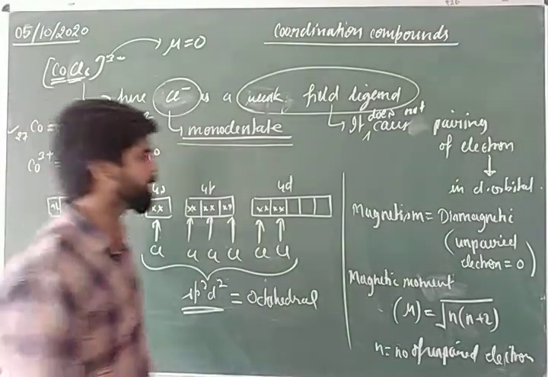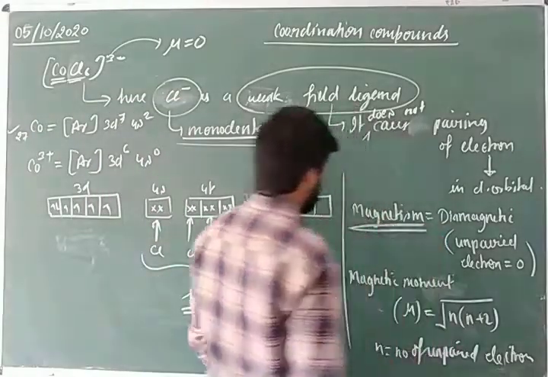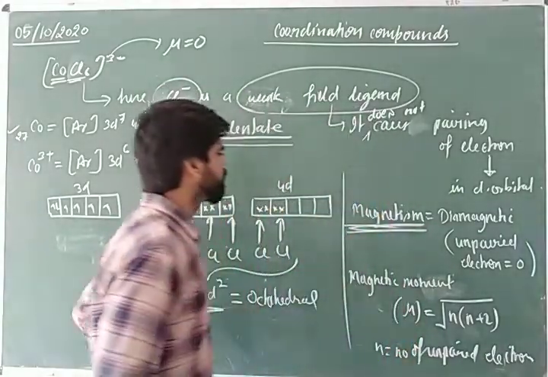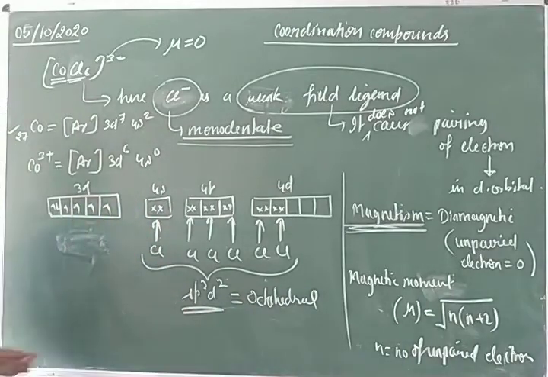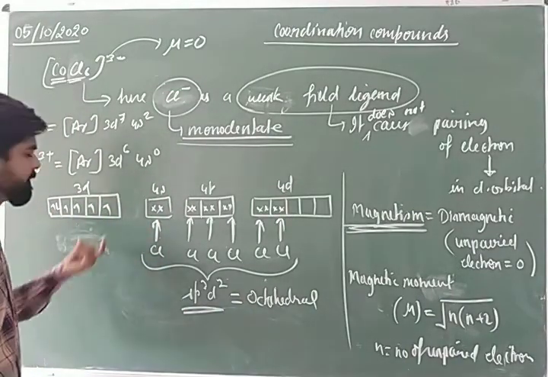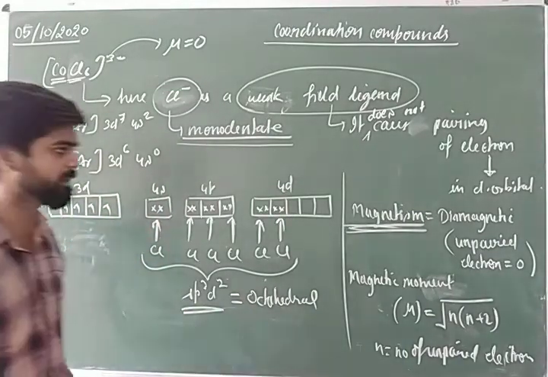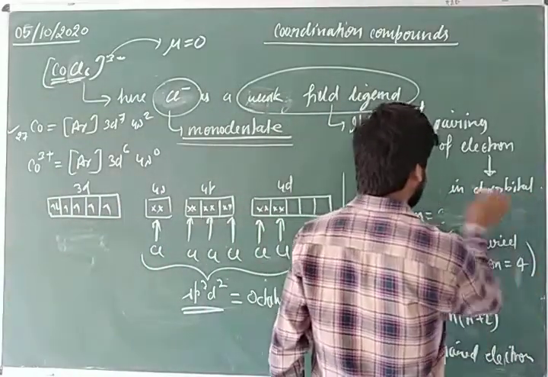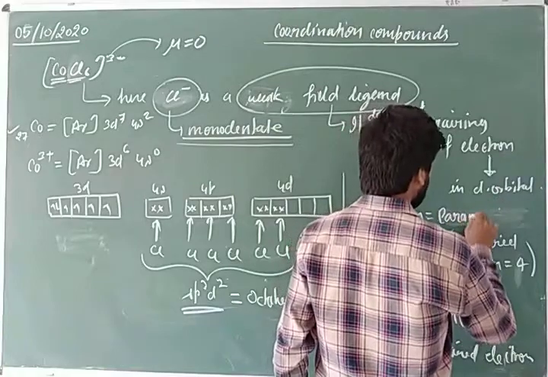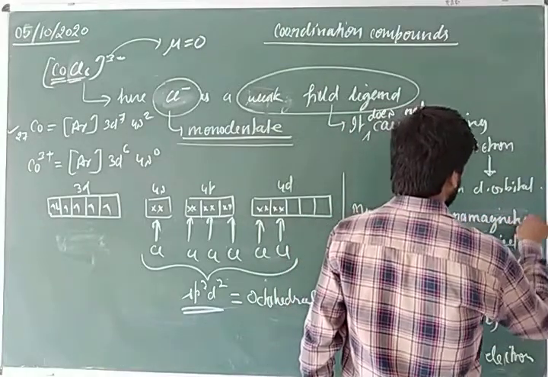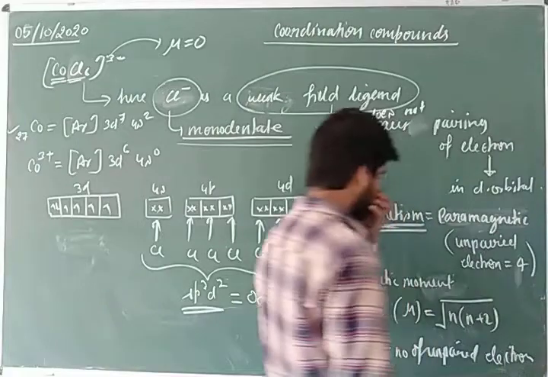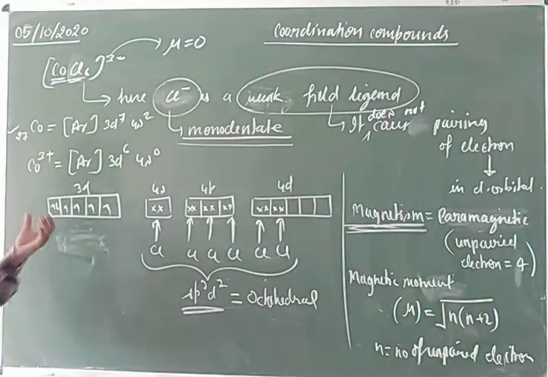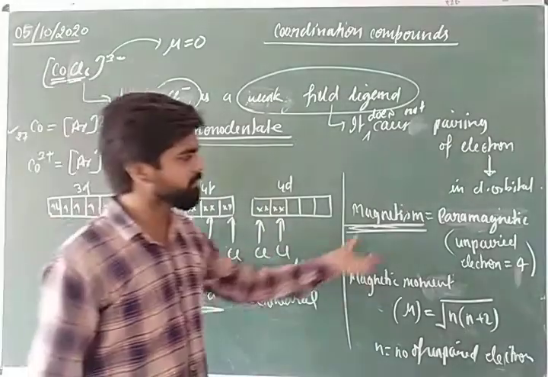And what happens if we look at magnetism? Then you can see the unpaired electrons are present, and the number of unpaired electrons is 4. That's why it is paramagnetic. So students, where unpaired electrons are present in the d orbitals or metal orbitals, the magnetism will be paramagnetic.